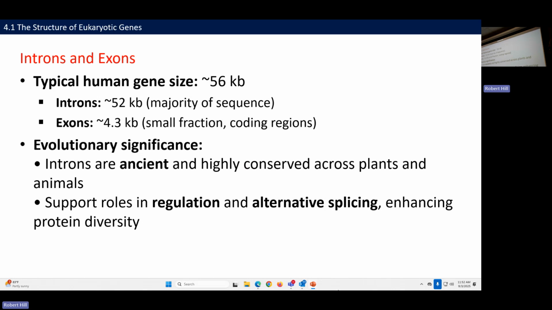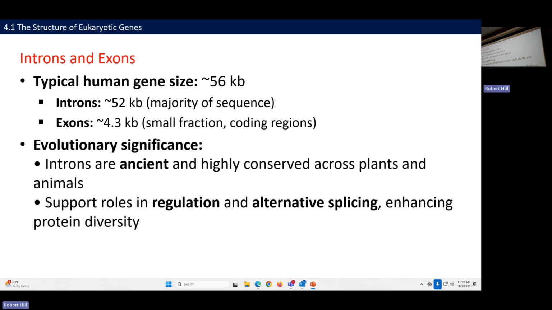All right, typical human gene size is about 56 kb. So that's the size on the chromosome, right? That's 56,000 base pairs. So the average gene size is pretty big, but a majority of it are introns, these larger pieces of non-coding DNA. So 52 kb of that, on average, is just intronic. A very small fraction of that original genetic sequence is actually coding, actually used by the ribosome to translate into an amino acid sequence.